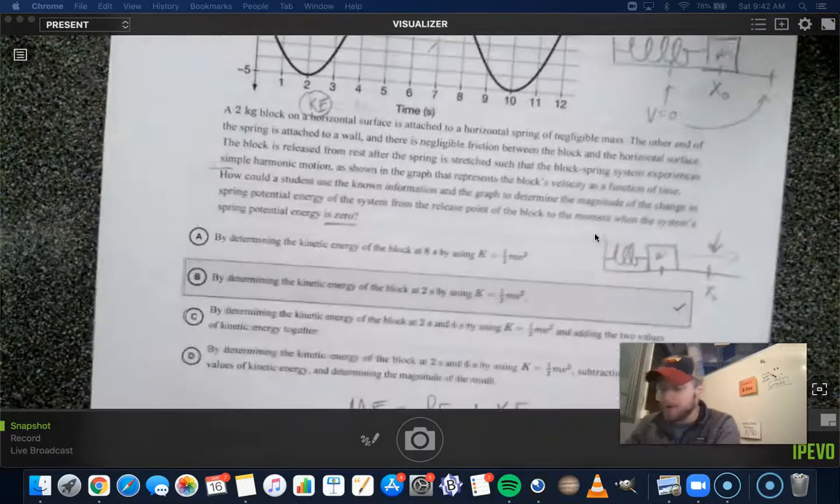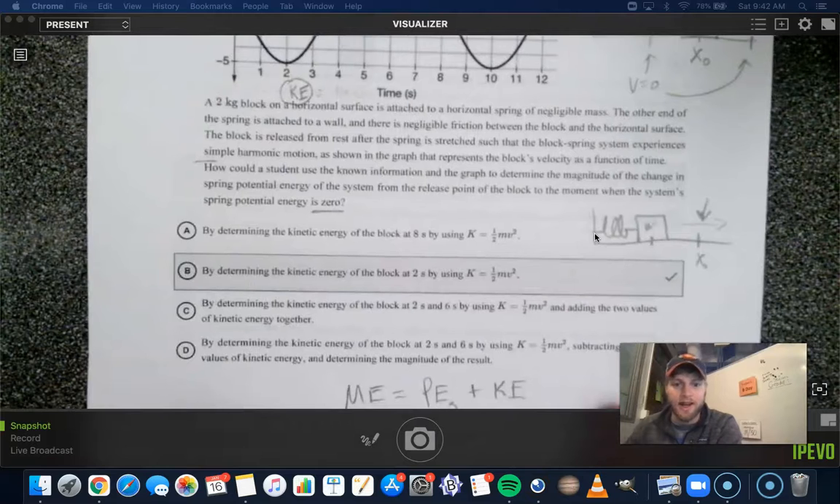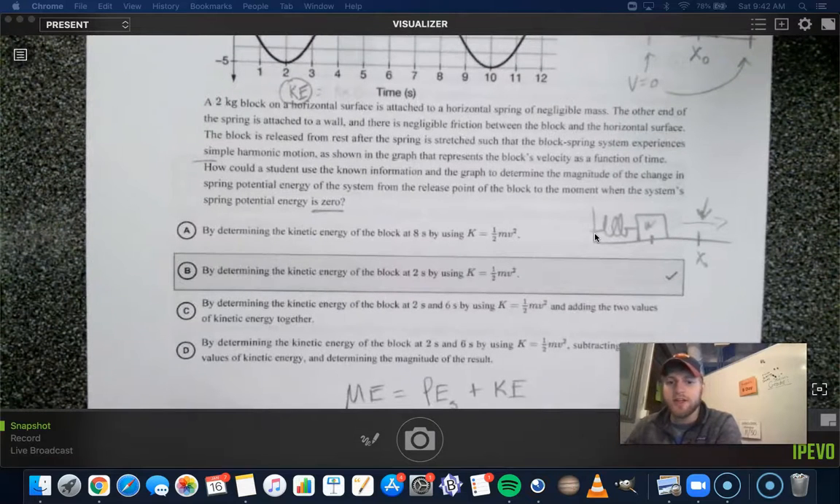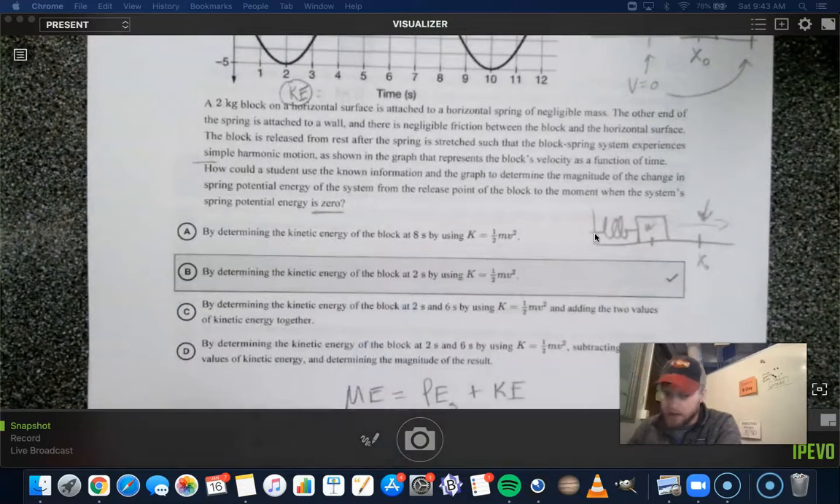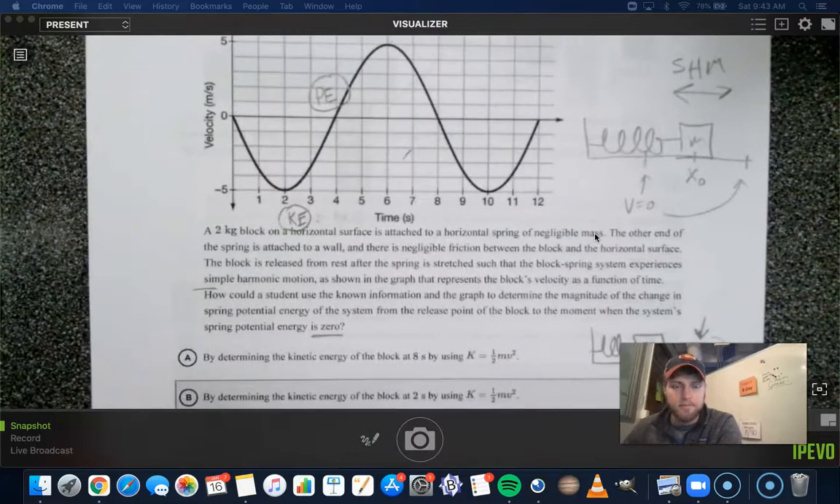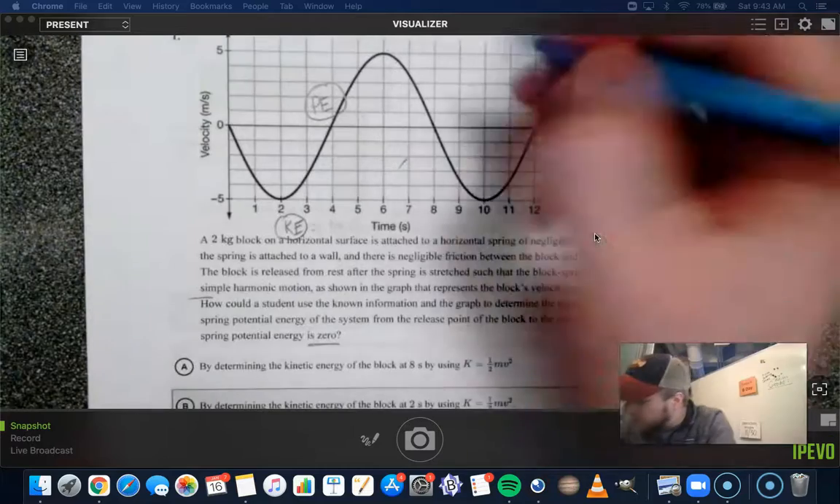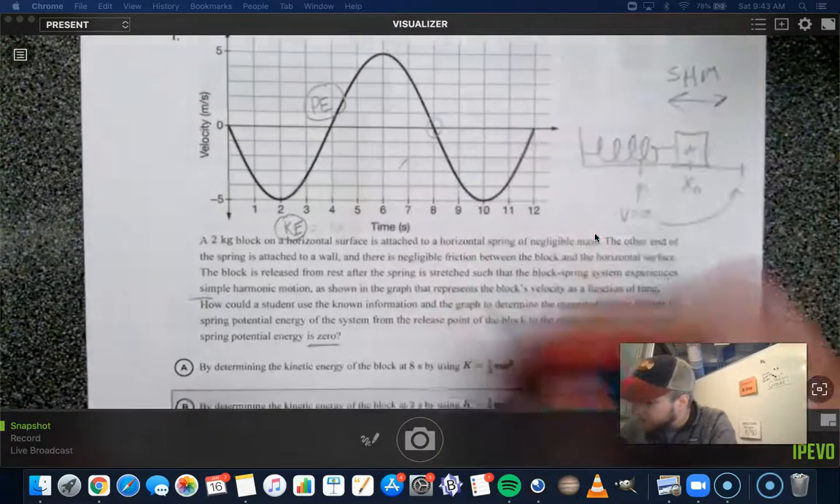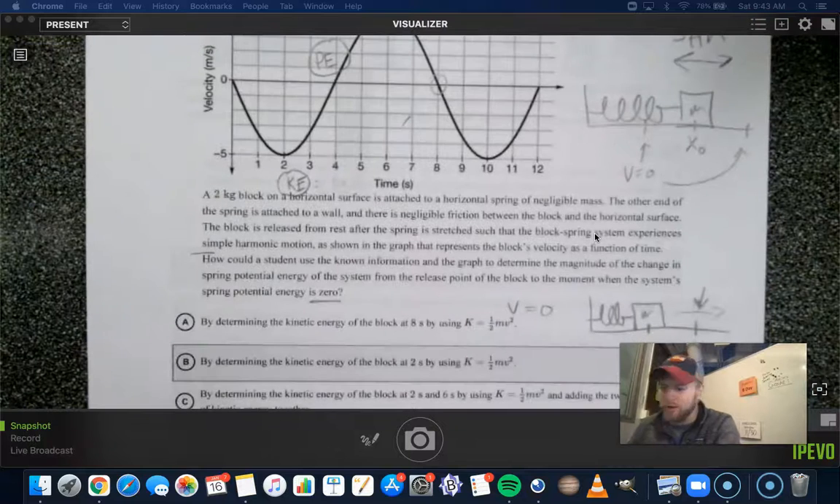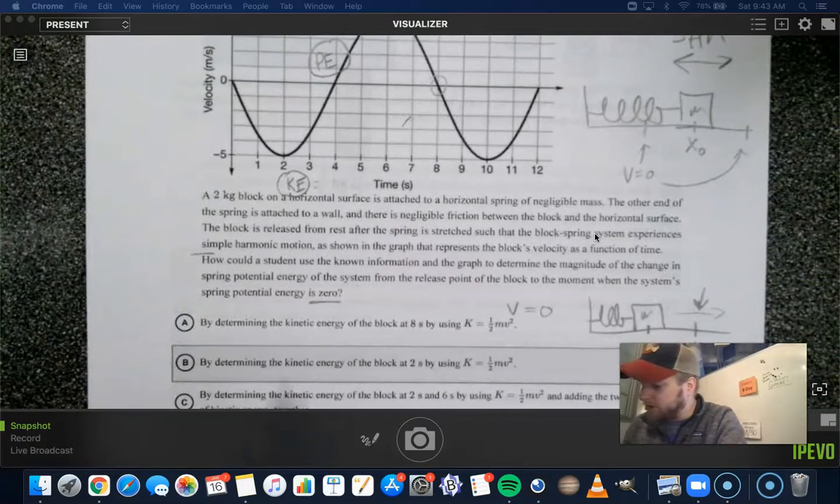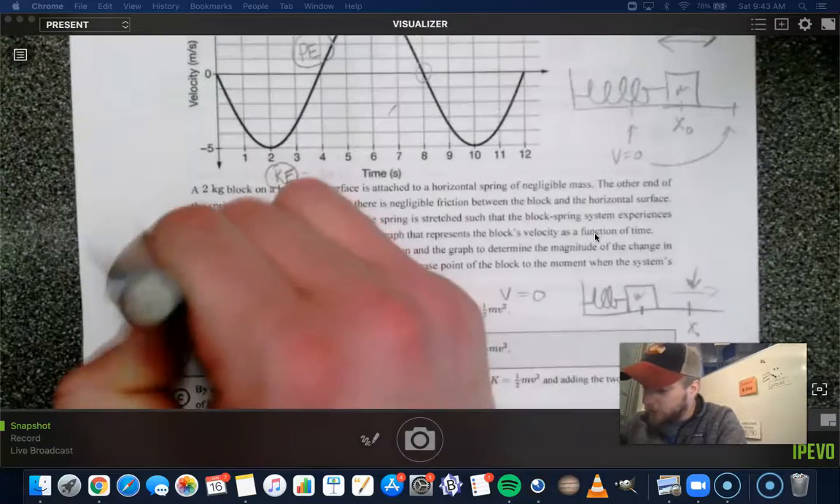Now, it's a weird question because it's not actually asking us to do any calculations. So with that in mind, let's look at the answers here. That's going to be helpful. Determine the kinetic energy of the block at 8 seconds using the kinetic energy equation. That's not going to work. The reason that's not going to work is that the velocity is equal to 0 there. So the kinetic energy would be 0. That would make us think that the total potential energy and the maximum potential energy is also 0. So we're just going to do an elimination of A. Now we know it's B.